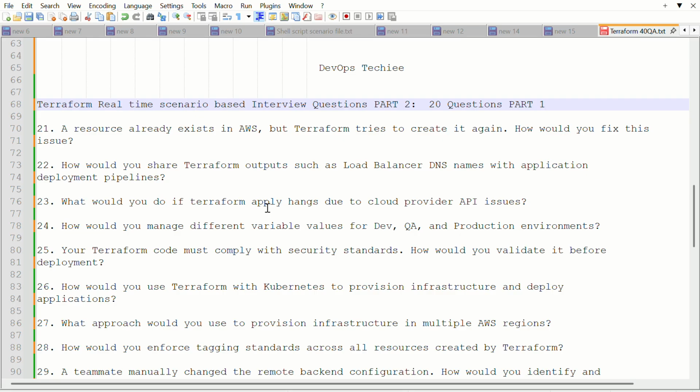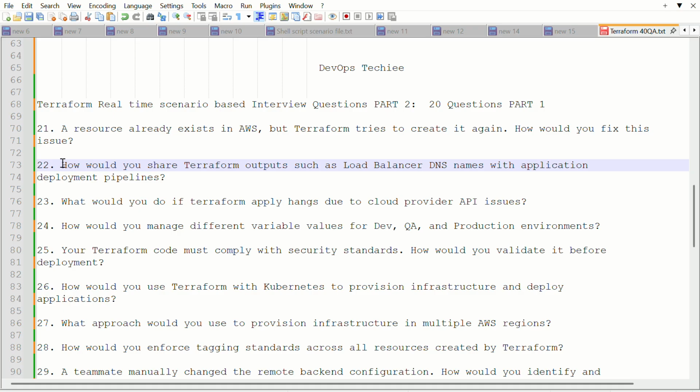So straightaway coming to the topic, the first question in part 2 is: a resource already exists in AWS, but Terraform tries to recreate it again. How would you fix this issue? So while we need to provision new infrastructure, when we are applying Terraform apply, then it will create the resource which already exists in AWS. Then how would you fix this issue? This is the question, guys.